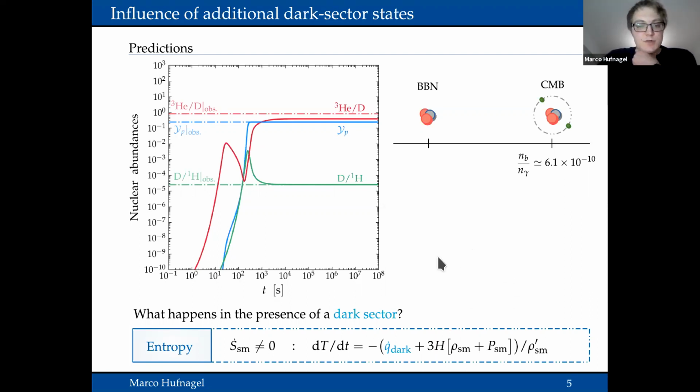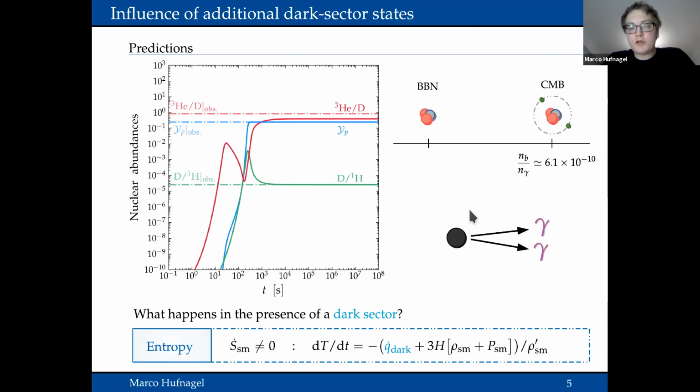Okay. So regarding this entropy injection, there's actually one quantity which is directly affected by this, and this is the baryon to photon ratio. From CMB measurements, we know that the baryon to photon ratio at the time of the CMB is something like 6.1 times 10 to the minus 10.